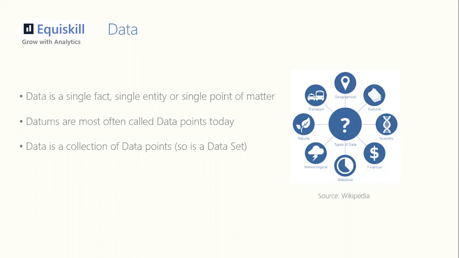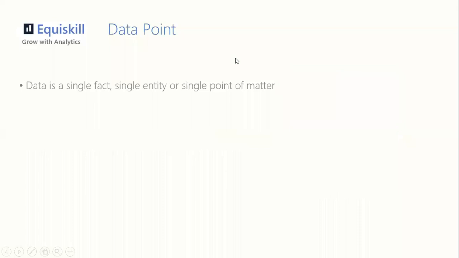Now, today, a collection of many pieces of data is called a data point. Data is a collection of data points. The original word is actually datum, which is a Latin word. Data is a single fact, a single entity, or a single point of matter, but very often you see data being clubbed together, which isn't a very great practice.